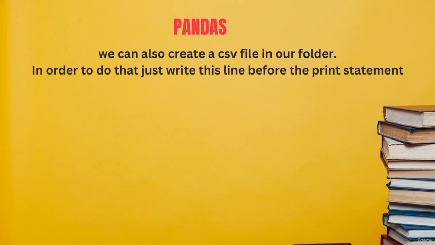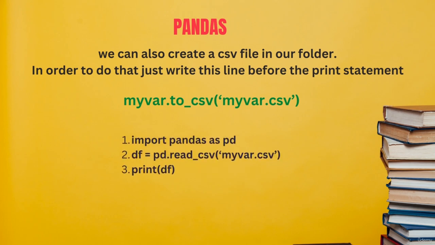Now, we can also create a CSV file in our folder. In order to do that, just write this line before the print statement. The to_csv method will convert the object into a CSV file with the title myvar.csv. Now, if we want to read the CSV file, then follow the code. Here, we import the Pandas library and use it by the alias pd. We create a Pandas data frame object df, and inside it, we read the CSV file with the read_csv method.